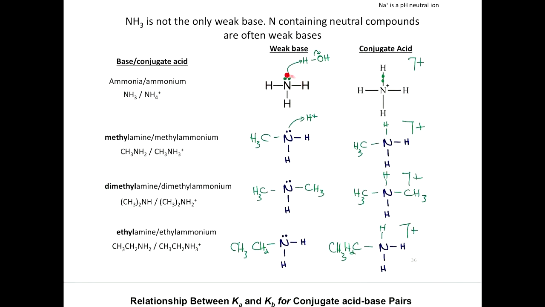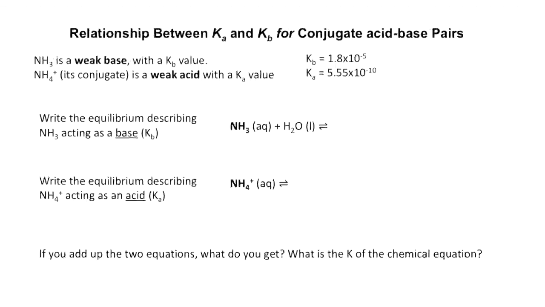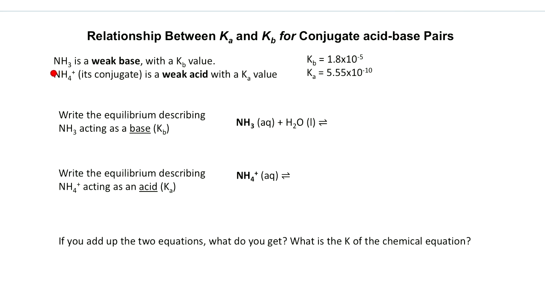So ammonia is a base. Ammonium is its conjugate acid. How are those two things related? Ammonia is a base. You put that into water, it becomes basic. You use a Kb value. But ammonium, its conjugate acid, is an acid.